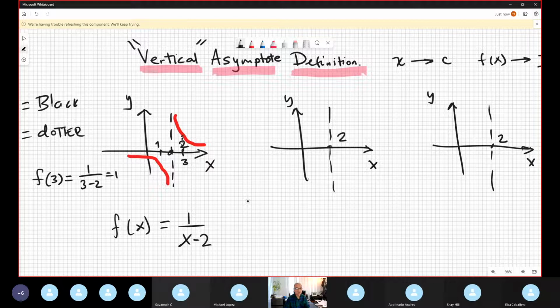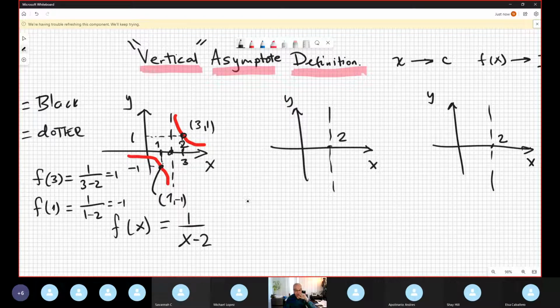You determine that it's positive, at least the sign is positive. At that point is the point (3, 1). Likewise, you evaluate at 1, which is to the left. It's 1 over 1 minus 2. 1 minus 2 is negative 1, and 1 divided by negative 1 is negative 1. It's negative. So you determine that behavior. It's the point (1, negative 1).